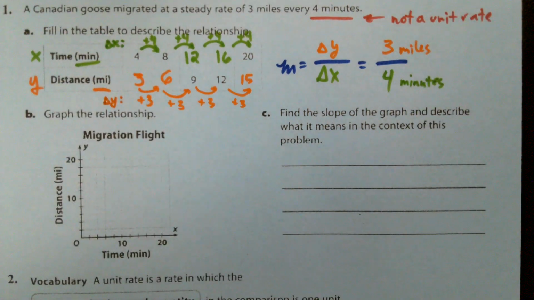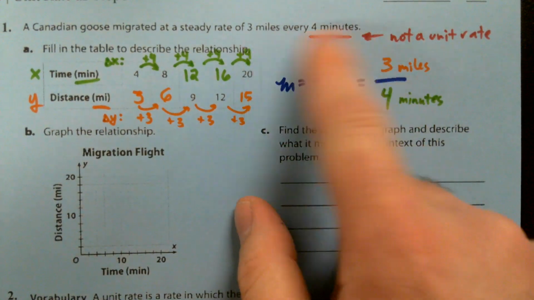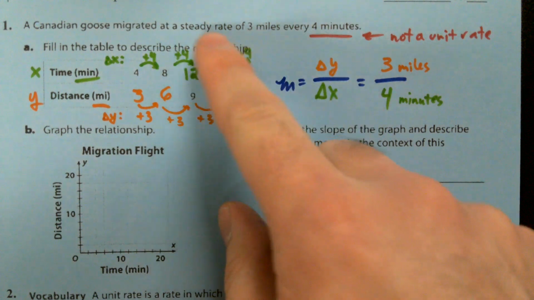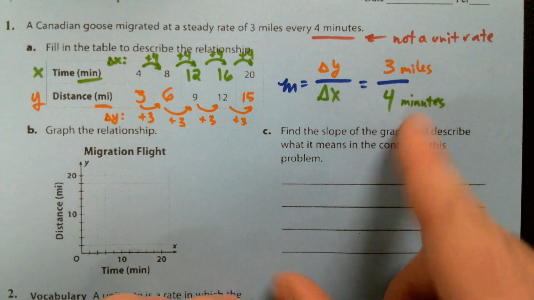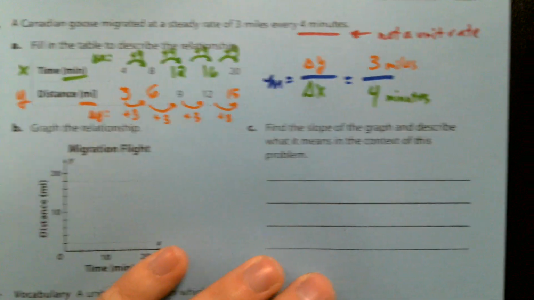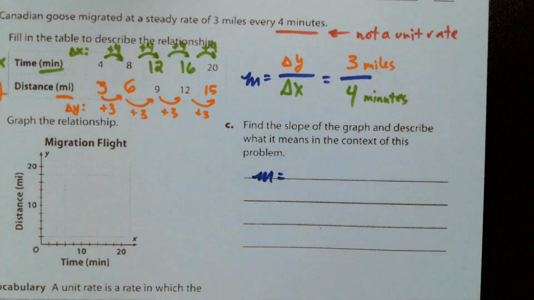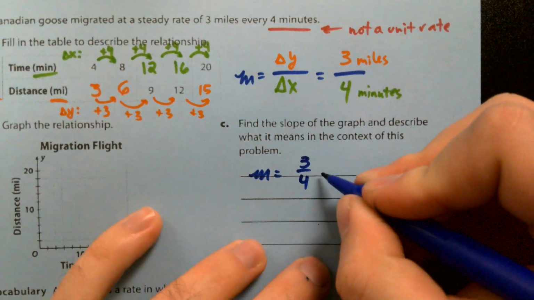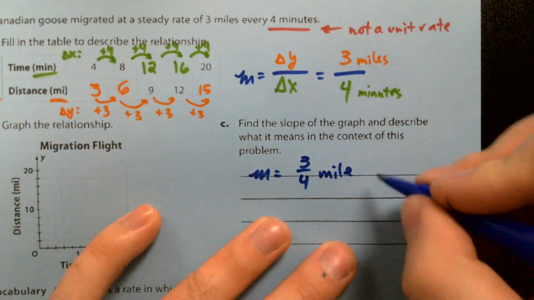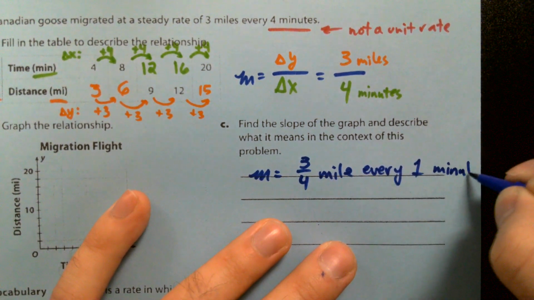So look at the slope we just found. 3 miles every 4 minutes. Does that sound familiar somehow? It's right there in the question. The geese fly at 3 miles every 4 minutes. We found 3 miles every 4 minutes. Can we simplify 3 over 4 at all? No. So here's what our unit rate is going to be. 3/4 of a mile every 1 minute.